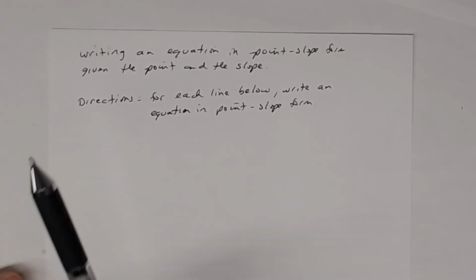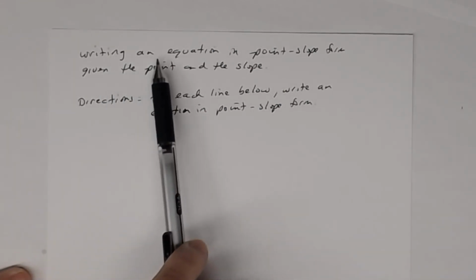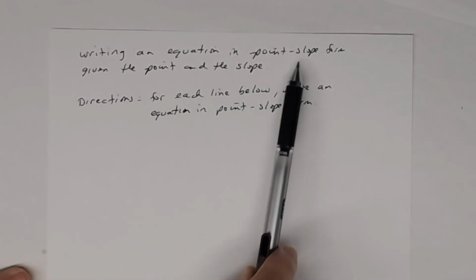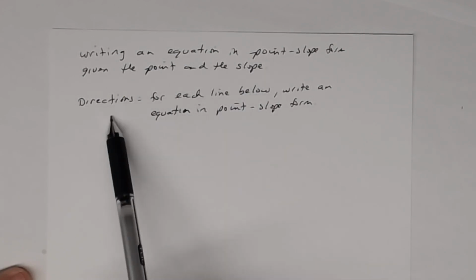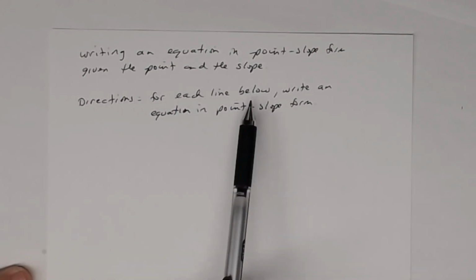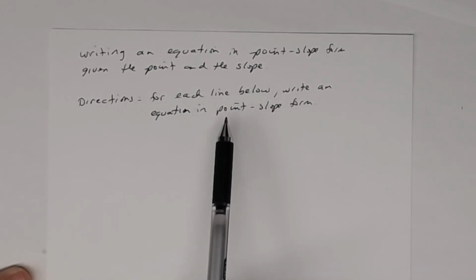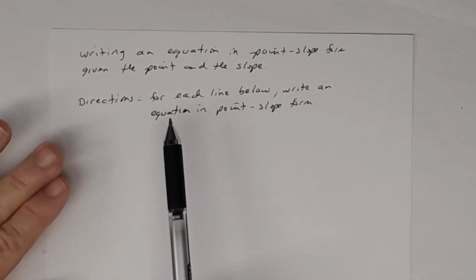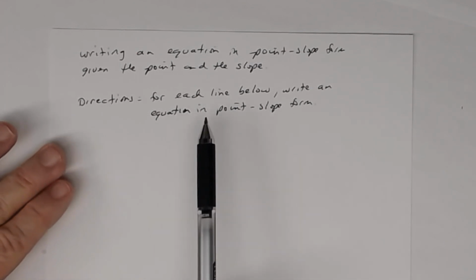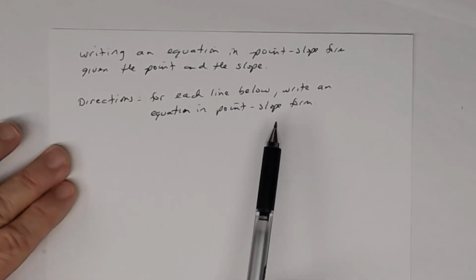This is a lesson on writing an equation in point-slope form, given a point on the line and the slope of the line. The directions will usually say, for each line below, write an equation in point-slope form. Remember, as we do these problems, we always read the directions. The directions say, write the equation in point-slope form.